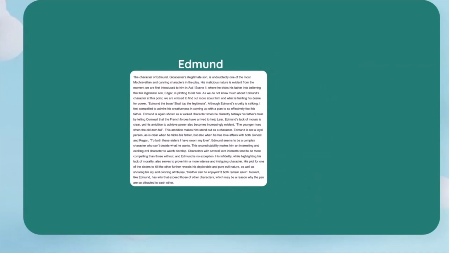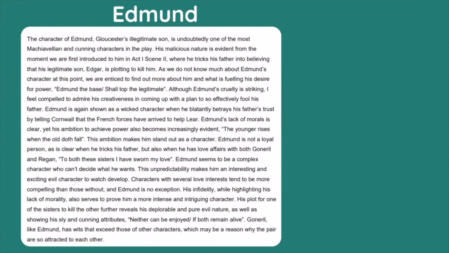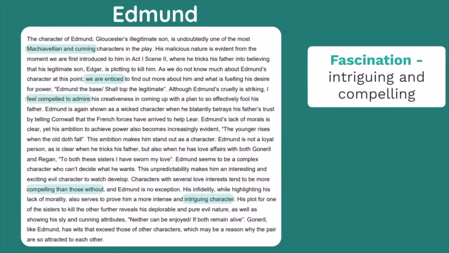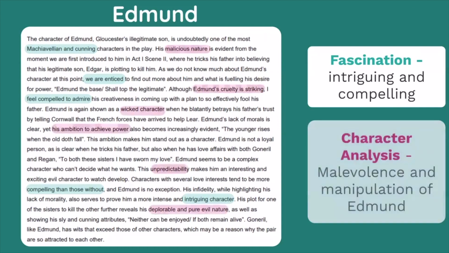Second character then, Edmund, the true baddie of the piece. Everybody loves Edmund. And we've got the fascination side. So how is he compelling and intriguing? Well, he's Machiavellian and cunning, and this is kind of part of his intrigue. We're enticed by this. We're compelled. We just generally find it interesting. And there's quite a few uses of words like intriguing, compelling, interesting, enticed. Really nice variety there as well.